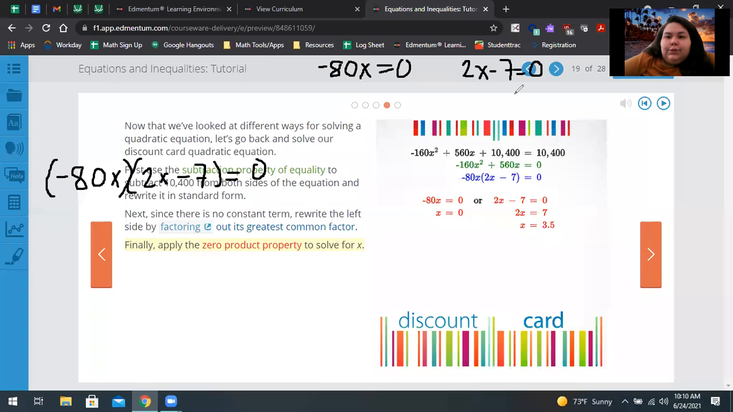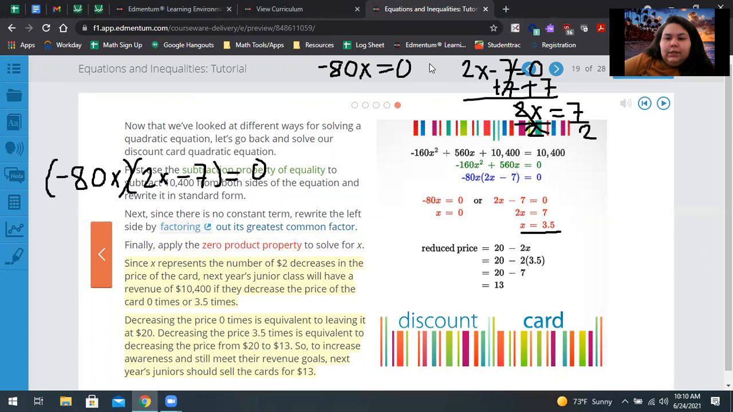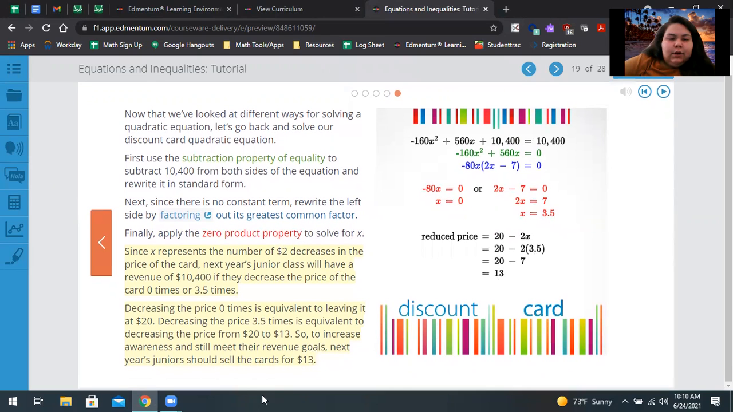Or if you solve it on your own, you add 7 to both sides. That is 2x equals 7. And divide by 2 on both sides. So 7 over 2 is the same thing as 3.5. Give me a second here. Okay, so yeah, we used the zero product property. That's just right here, what we did in red.